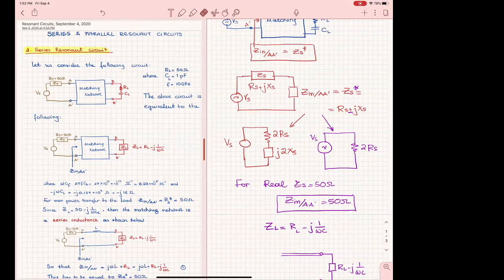If they are complex conjugates, if Z in is the complex conjugate of ZS, what happens when you sum a complex number and its complex conjugate? What happens to the imaginary parts? They cancel out. Yeah, that's why you have 2RS. Was that the question? Okay.